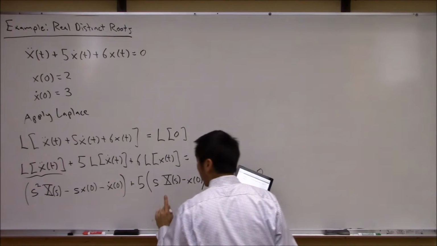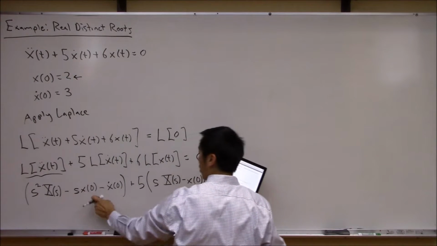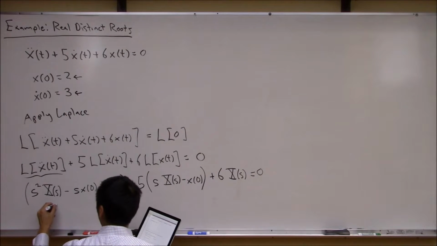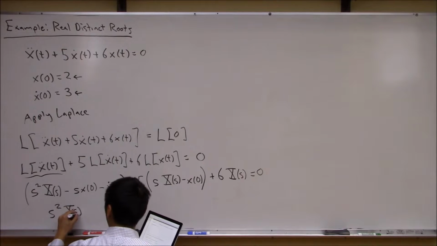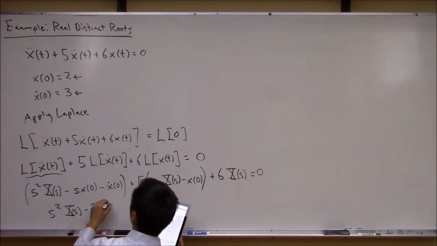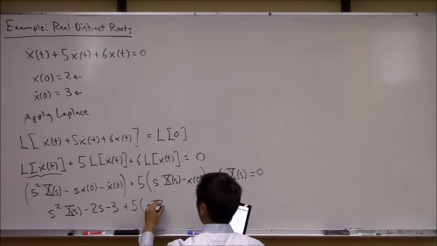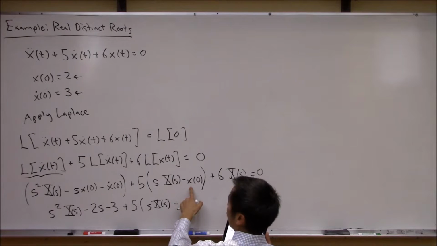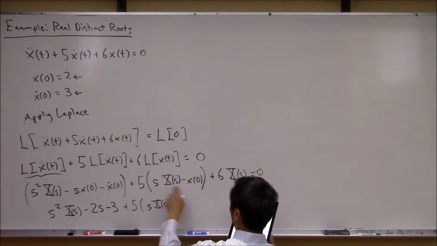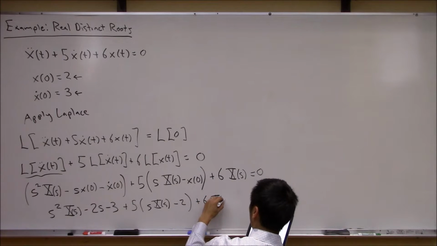Now we have pretty much all the information we need, because what is x of 0? That's right here. It's just the number 2. What is x dot at time 0? It's right here. It's just the number 3. So this whole thing becomes s squared x of s, minus 2s, minus 3. This thing plus 5 times s x of s, minus, should be minus 10, I think, because I distribute. Well, no, sorry, I left the 5 outside. So this is just a 2, like that, plus 6x of s, is equal to 0.